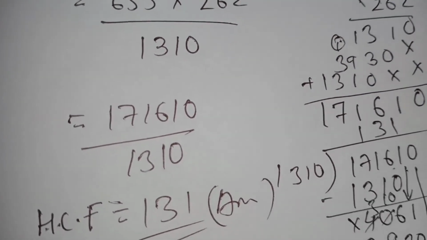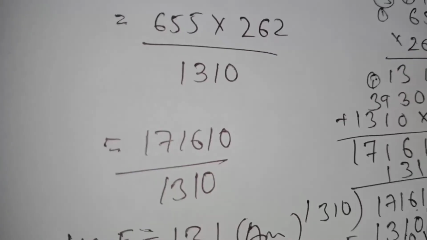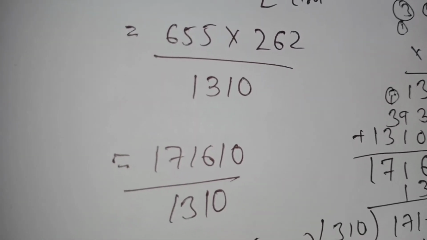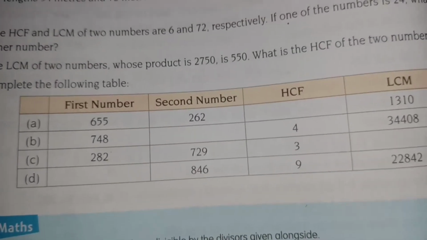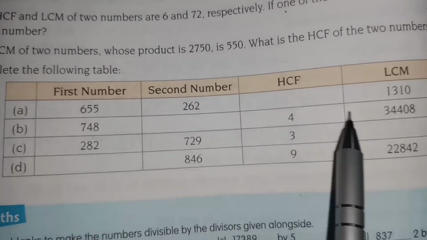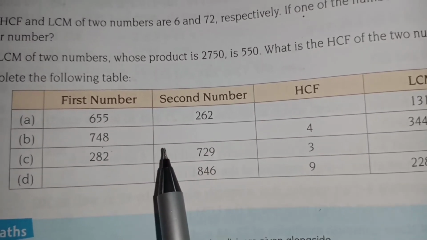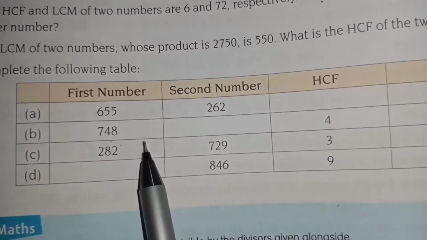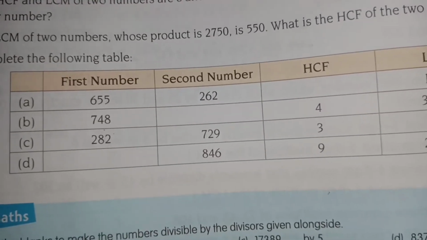In this way you will find. Okay, now let us do the next one. So now in this question number B, what is given? First number, second number is not given, SCF is given, LCM is given. We have to find the second number. In this case I am not going to solve, but I will show you how to do. Okay, you will try by yourself.